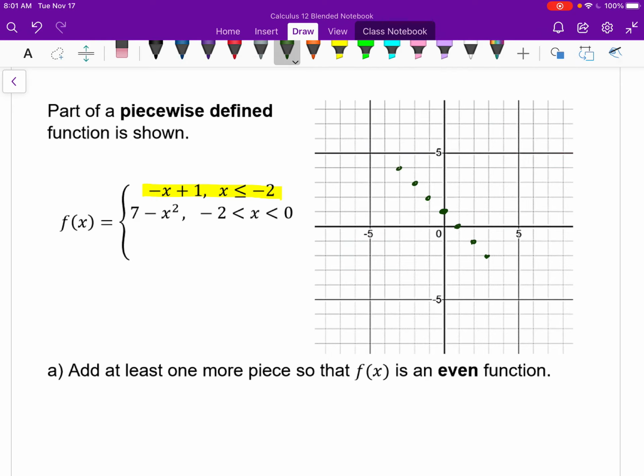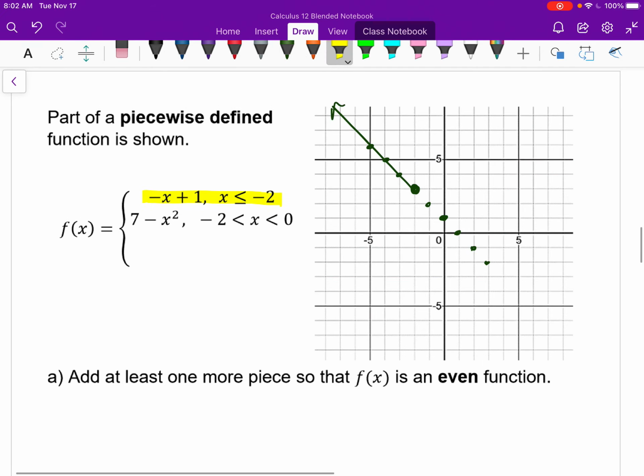However, while I will draw this, I've drawn too much. What I want to show only exists, and I'm just trying to find a ruler right now, only exists where x is less than negative 2. So from this point right here, I want to sketch something like this. What I'm highlighting in yellow relates to that first piece. But those other points I drew, I'm going to erase.